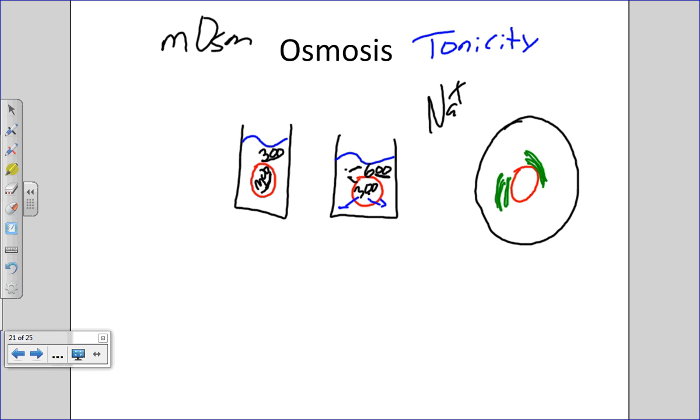There's going to be an imbalance. There's not going to be an equal amount of sodium moving in and out of the cell anymore. There's going to be more water drawn out, and the cell is going to shrivel up. And if this cell shrivels up, all the working parts of the cell are going to get scrunched together. If these organelles get scrunched together, they're not going to function properly at all.